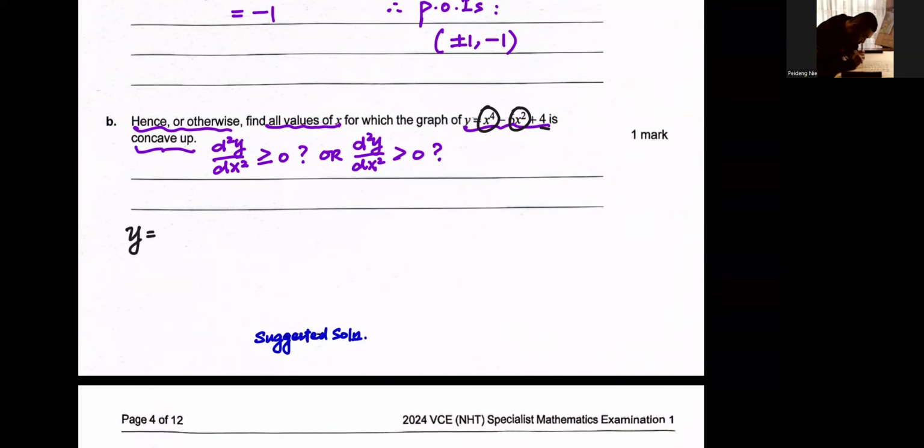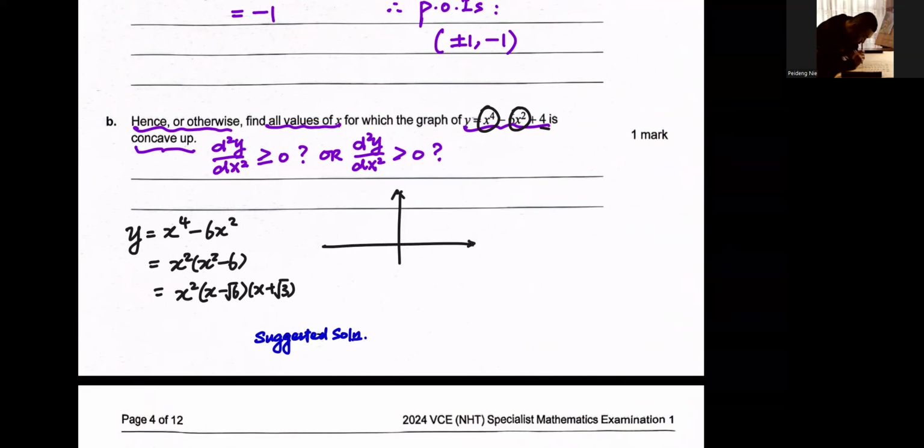Well, if you look at y equals x to the power 4 minus 6x squared, it can be written as x squared times (x squared minus 6). So x squared, x minus √6, x plus √6. Well, the shape is like this. This is a quartic function, okay? And pretty much you will identify, ignoring the +4 here as a vertical translation, this is -1, this is 1, indicating the points of inflection.